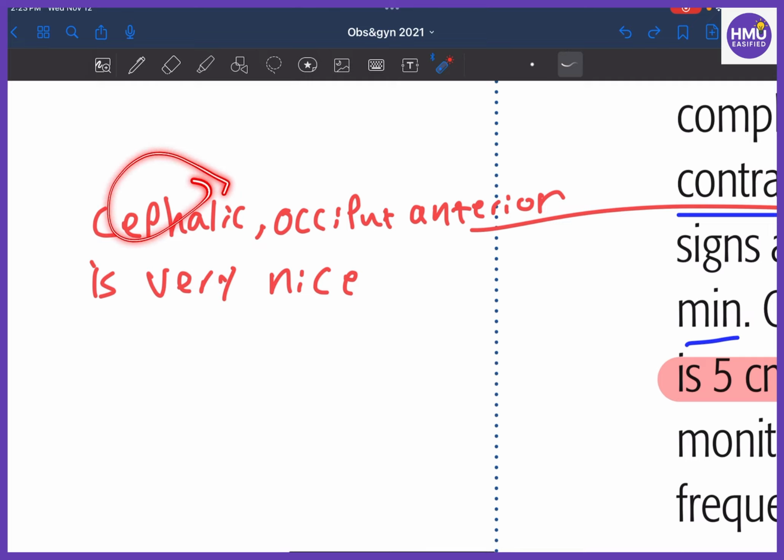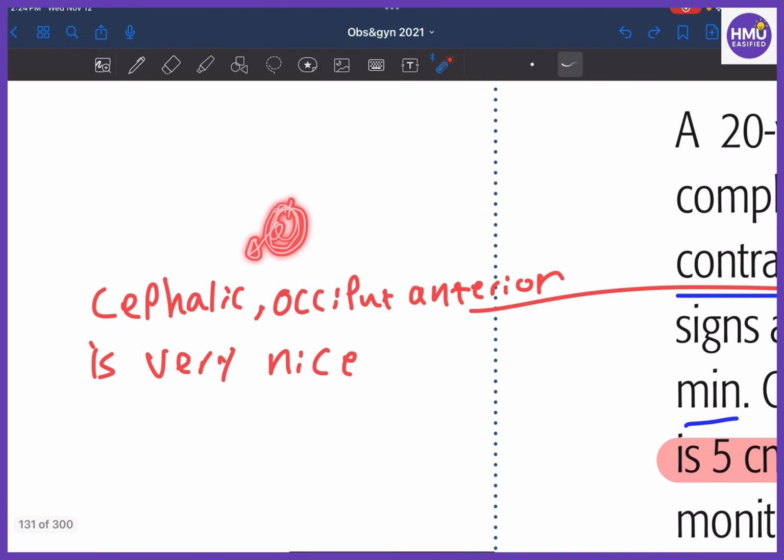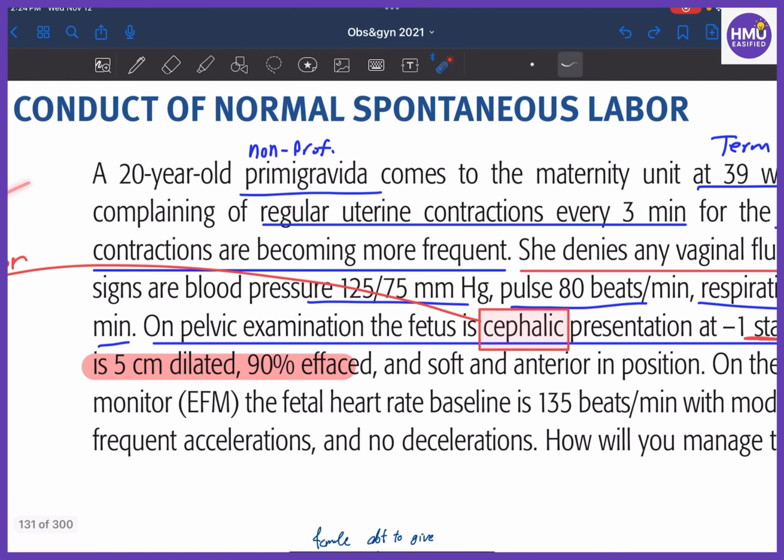The fetus is cephalic, occiput anterior. What's occiput anterior? The occiput of the baby, so the back of his head, is anterior. It's near the mother's symphysis pubis, in the front of her pelvis. So it's cephalic, like this. This is the head of the baby, the baby is looking that way. This is the occiput, the back of the head of the baby, and it's near the anterior pelvis of the mother. It's a very nice presentation.